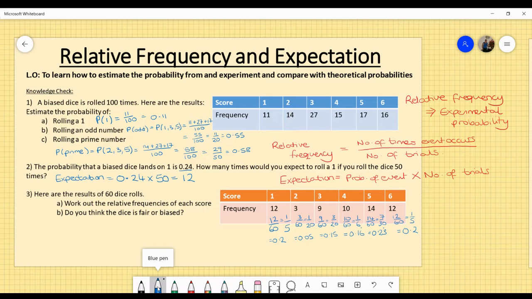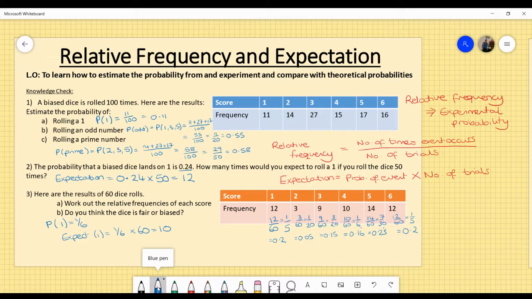So that's part A. Part B, do you think the dice is fair or biased? Well, you can have a look at the data, the actual frequencies, but you can also think about the theoretical probability. So in theory, the probability of getting a 1 we know is 1/6, and therefore we expect to get a 1 1/6 of the time times the 60 rolls. Therefore, I expect to get a 1 10 times. Now, the probability of getting a 2, in theory, would be 1/6 again. So actually, in theory, we expect them all to be around the 10 mark.